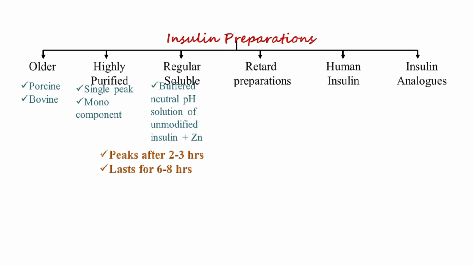But then people were still bothered giving 3 or 4 injections in a day. Could we delay the action? Can we get a better, longer action? And that's where retard preparation came. Before I go to retard preparation, let me inform you of 2 important MCQs. Regular soluble insulin is not good for constant basal action. It's not a long acting one. And second, even though it is given subcutaneously, you can give it IV if you wish to have a faster action. Even now you can use regular soluble insulin.